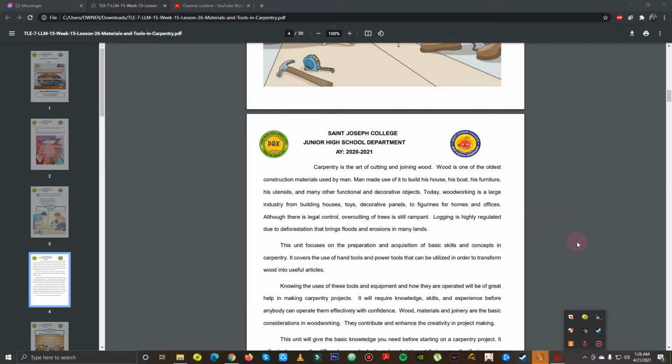Today, woodworking is a large industry, from building houses, toys, decorative panels, and figurines for homes and offices. Although there are legal controls, cutting of trees is still rampant. Logging is highly regulated due to deforestation that brings floods and erosion in many lands.